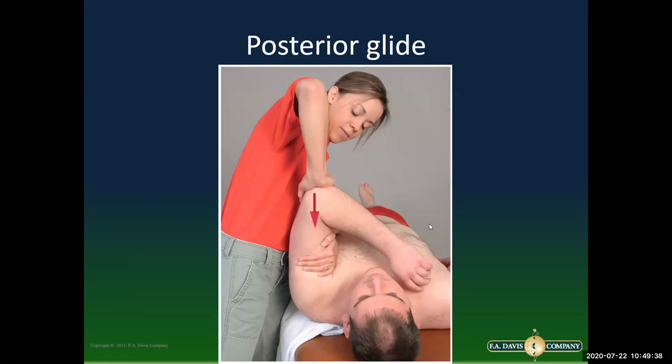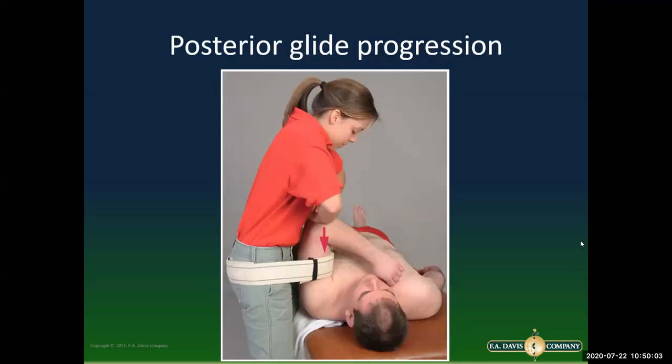So here's a posterior glide, again, using the long axis of the humerus. Yeah. Really. They are not as weak as they look, is all I'm saying. So this person, she's using the long axis of the humerus, current demented patients the best, to actually push down. You could also just push on the posterior capsule of the shoulder as well, but this gives us a long lever arm to work with.